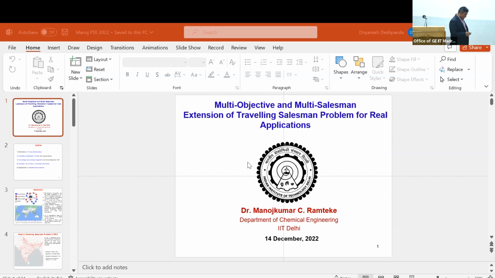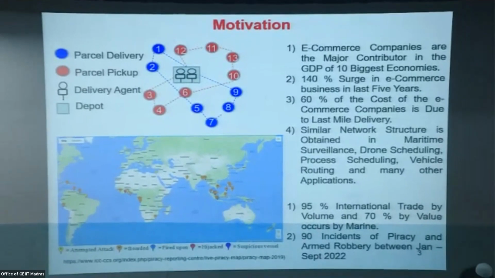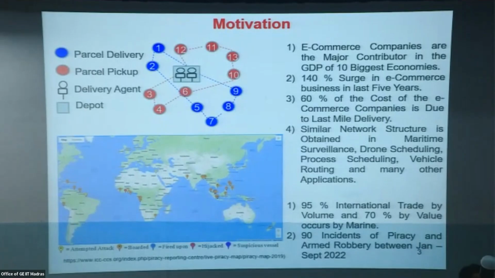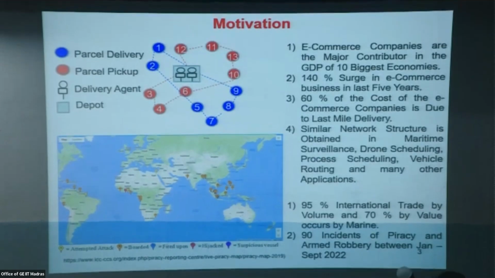Okay, so if you look at the e-commerce companies, one of the important problems in the e-commerce companies is the last mile delivery. A typical schematic of the last mile delivery is shown here. You can see here that there are almost 7 pickup locations and there are 6 delivery locations. The objective here is that these agents have to pick up the parcels from these locations and also deliver the parcels to these locations in minimum distance and minimum time. That is what the objective is typically.